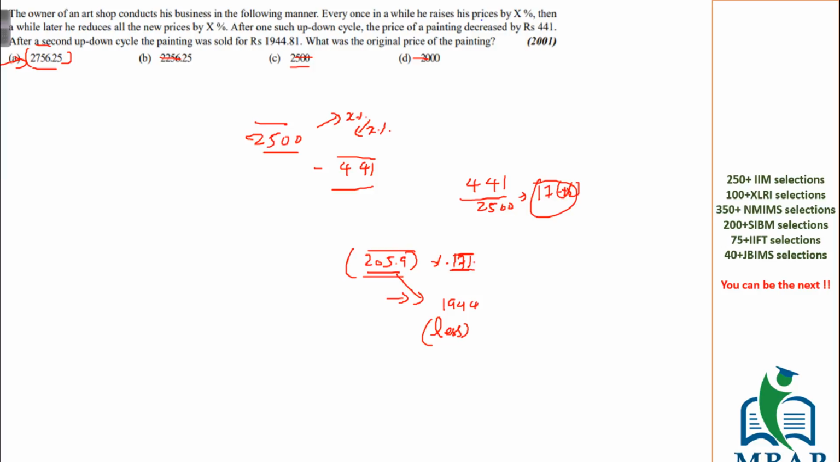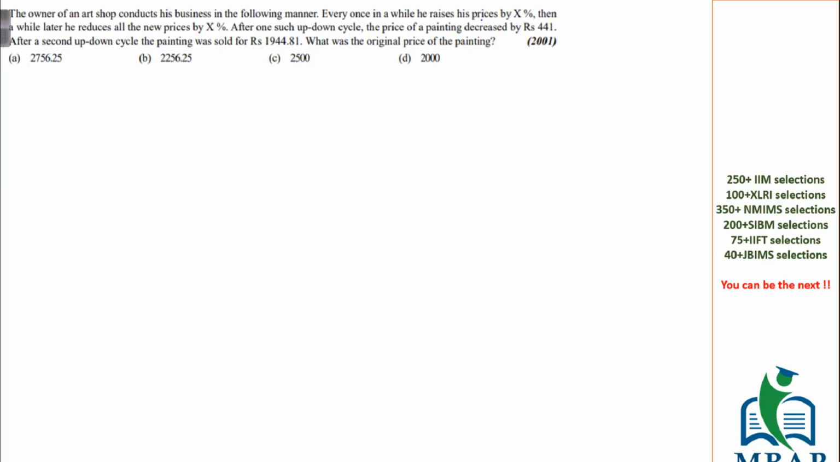On the reduced value, again reduced by 17%. I'm not calculating the final answer. I'm just checking whether it is close to 1944, yes or no. That is not happening, so I'm going to mark 2756 as the final answer. I hope this is clear to all of you.